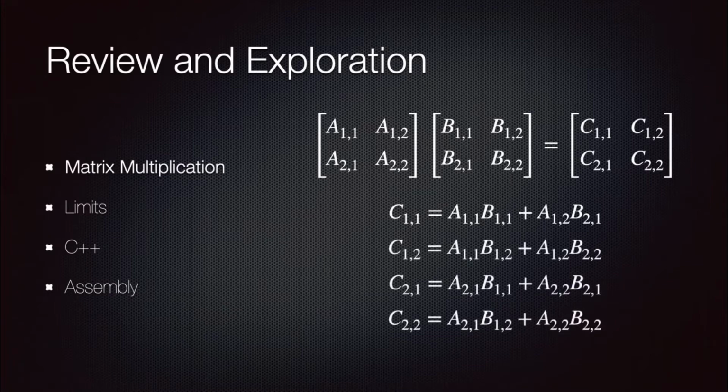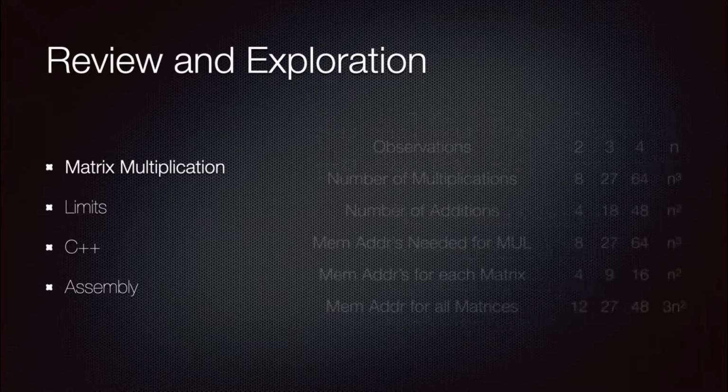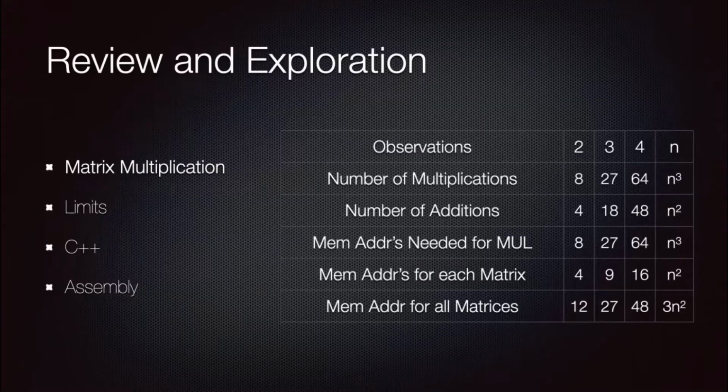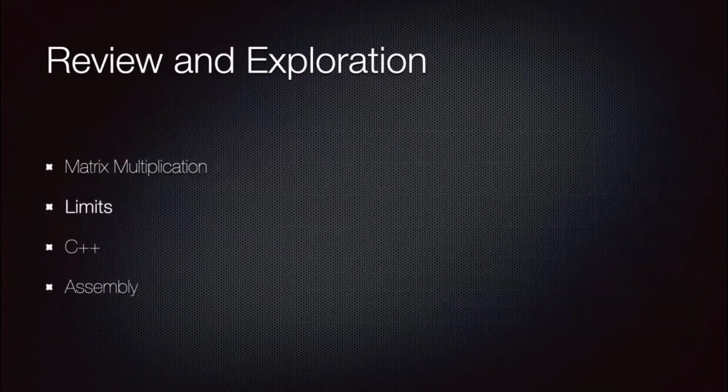Next, we would like to note some observations we made on the n by n matrices. At n equals 2, n equals 3, and n equals 4, we noted these counts and extrapolated to n. We'll need some of these values for later. Next, let's take a look at some limits.